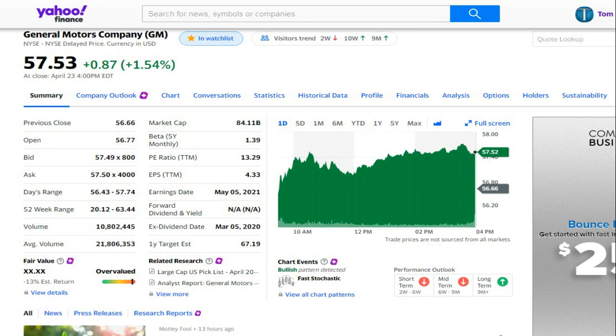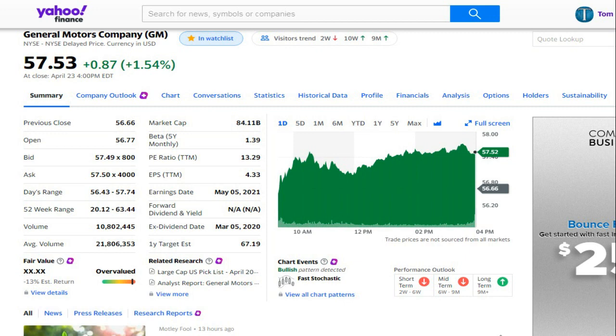Now the average volume of 21,800,000 shares, that's a good amount of stock trading going on every day for General Motors, especially the stock that's priced at $57. It's pretty high, and you multiply that times 22 million and you see that there's some real money changing hands. Middle column, third item down, PE ratio 13.29, and that is a very good PE ratio, especially for a big company like General Motors.